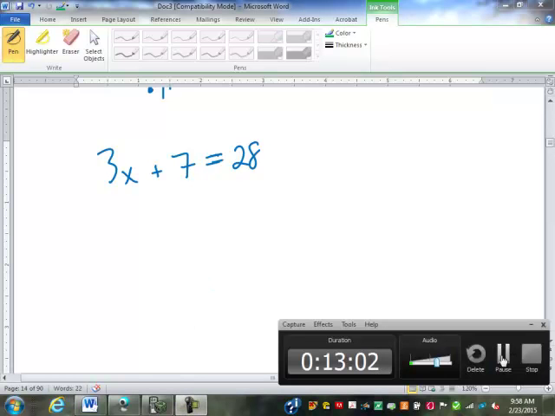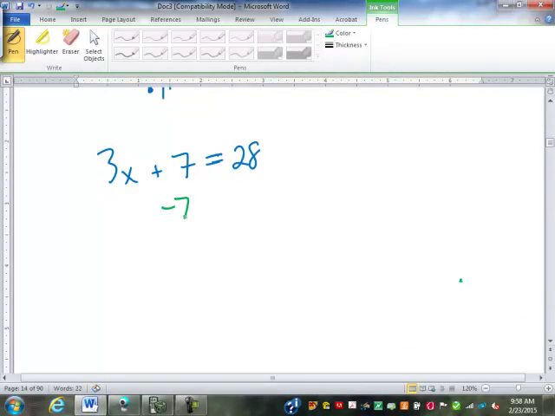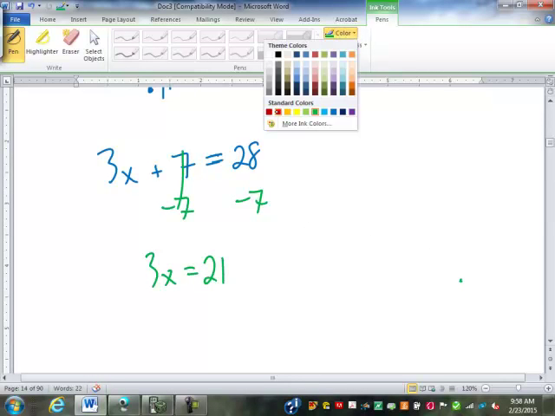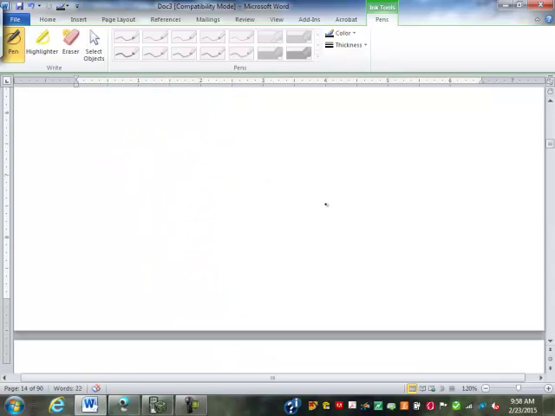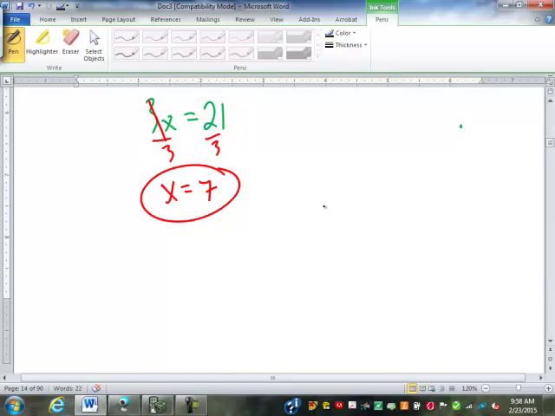Okay. Now, you can subtract 7 from 28. Subtract 7, so 3x equals 21. And then you divide by 3. X equals 7. Get what? 7.